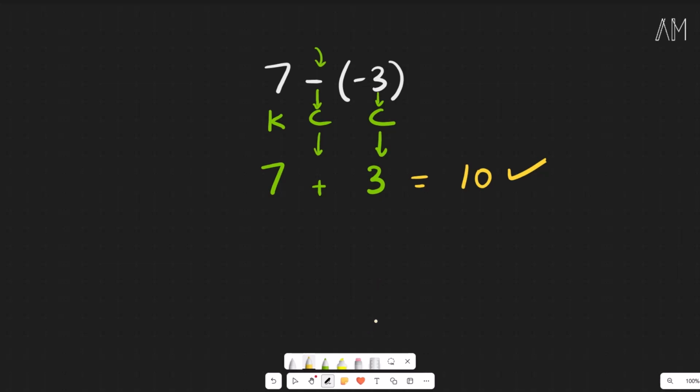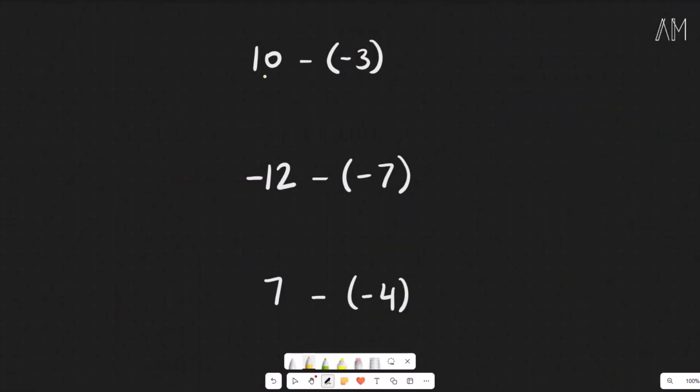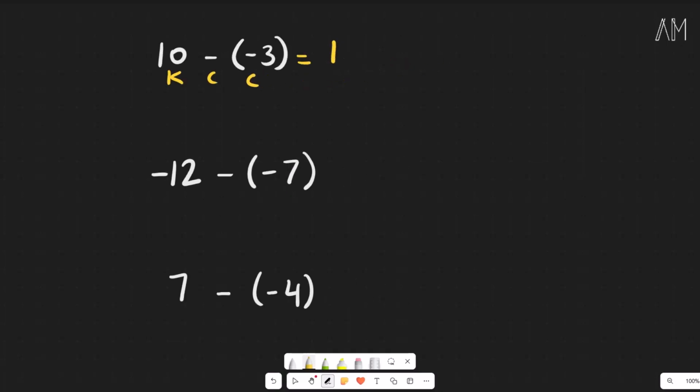Now let's solve some examples together. Very good. In the first one, apply the keep, change, change. It will become 10 plus positive 3, which is equal to 13. There we go. Also here, keep, change, change. It will become negative 12 plus positive 7.